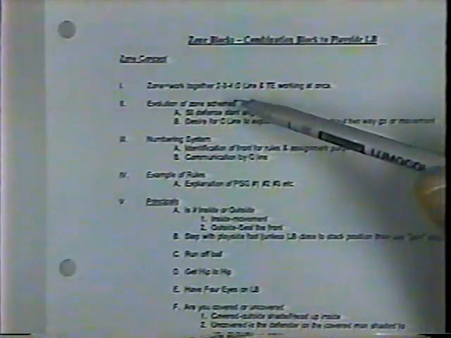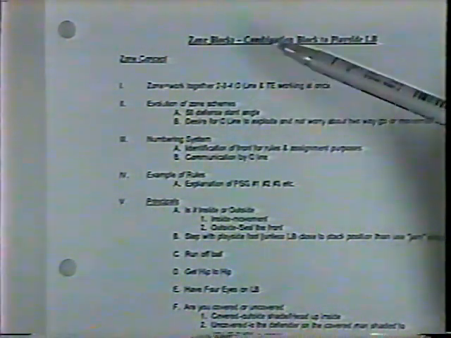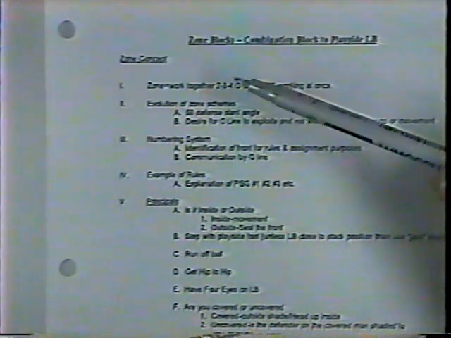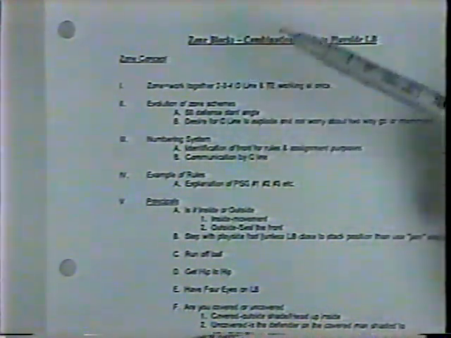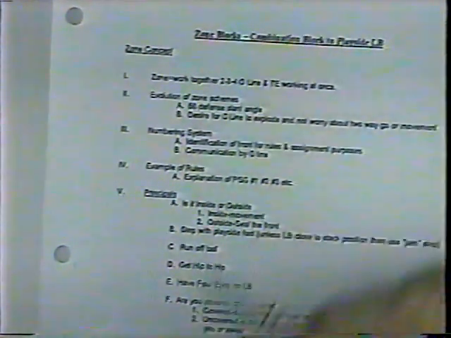Okay? Now, zone for us means we are going to work together. Could be 2 offensive linemen and a tight end, or it could be 3, could be a series of 4, okay? But it's a scheme where we're going to work with partner or partners. Okay? Now, you talk about the evolution of zone schemes. How did zone schemes come about?